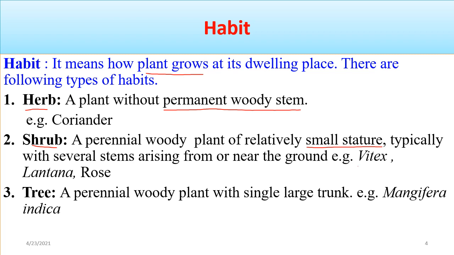So this you can see in vitex, this you can see in lantana, this you can see in rose, this you can see in hibiscus. These are the examples. In the next slide you will see examples of herb, shrub and tree. Tree is a perennial woody plant with a single large trunk. Big trunk is there, and that big trunk is holding so many branches at its apical crown, and so there is a formation of a big canopy, and example is Mangifera indica.